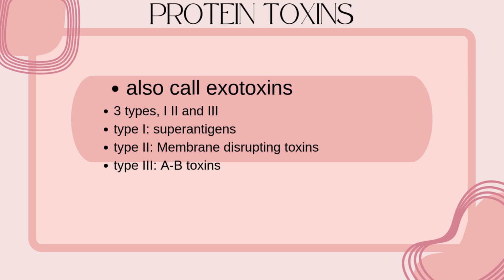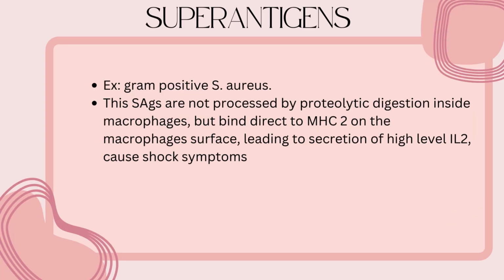Protein toxins, also called exotoxins. They are classified into three main types based on their mechanisms of action: Type 1, Type 2, and Type 3. Type 1, superantigens. Type 2, membrane-disrupting toxins. Type 3, AB toxins.